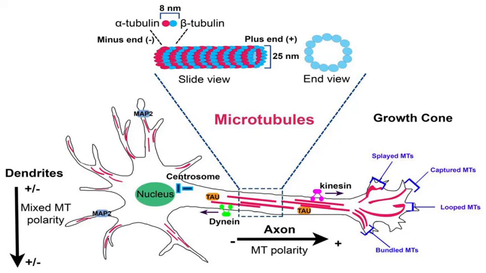Okay, in neuronal microtubules, kinesin is involved in carrying the cargo forward, from the cell body to the nerve terminal, and dynein is involved in moving the cargo backward. So, what is the importance of microtubules in neurodegenerative diseases?